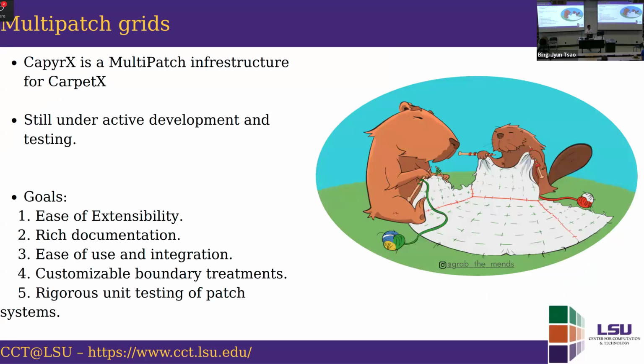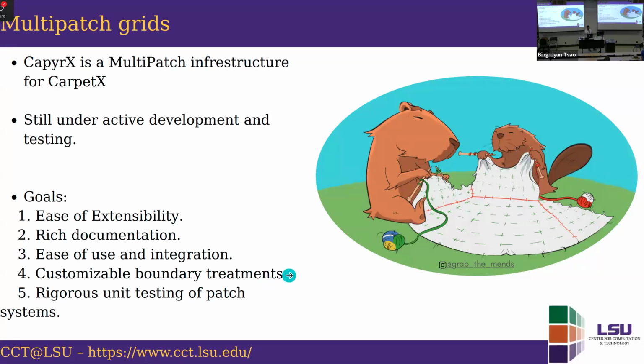And so CapyrX is the code that is implementing that in the CarpetX era, right? We're still developing and testing it, but we have some stated goals, right? We want it to be more easily extensible than Llama was. We want people to be able to create and experiment with new coordinate systems that do more interesting stuff, right? And for that, of course, you're going to need some rich documentation so that people can actually introduce new coordinates in the code. We want it to be as frictionless as possible for it to be integrated into existing codes.